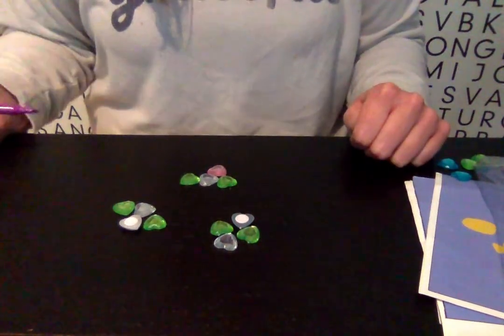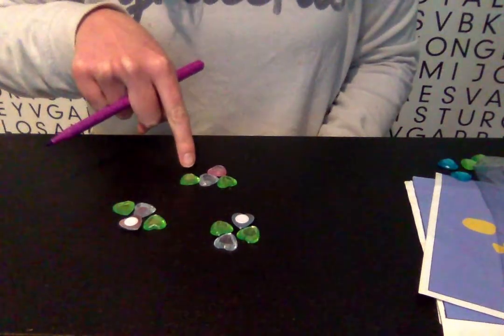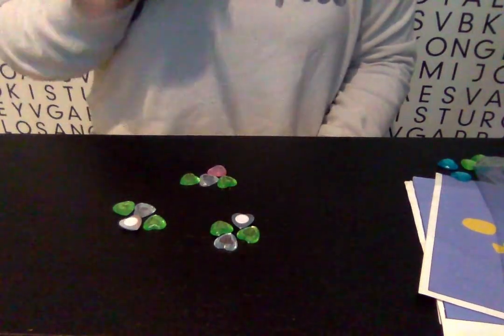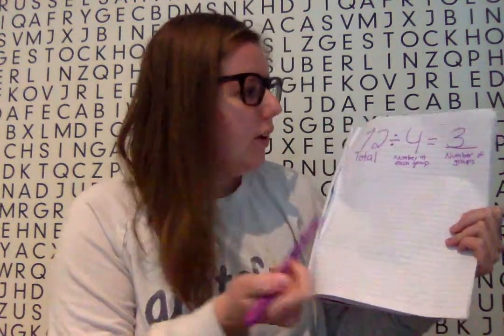And to find my answer, I need to know how many groups I made. So let's count. 1, 2, 3. So I have 3 groups of 4, and if we count, we'll get 12 altogether. So I take my total, I divide it into groups of 4, and then I count the number of groups I've made that have 4 in them.